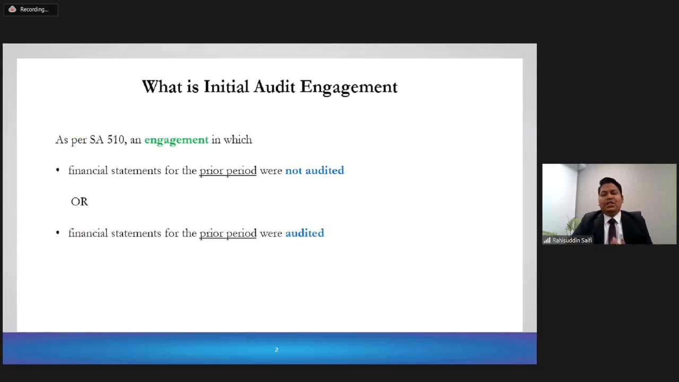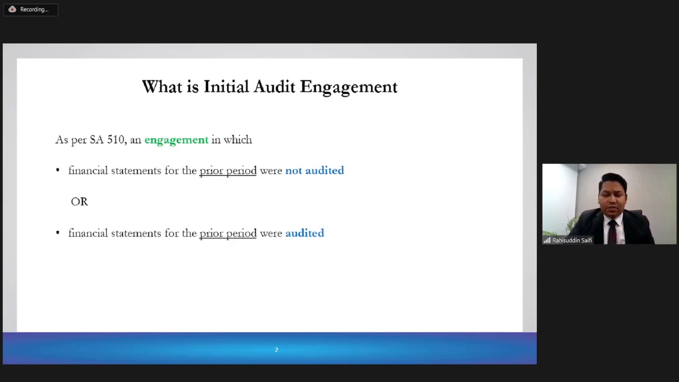So what is an initial audit engagement? As per SA 510, an initial audit engagement is where the financial statements for the prior period were not audited, and the second situation is where the financial statements for the previous year were audited. So there can be only two situations: whether the financial statements prior to us were audited or not audited.